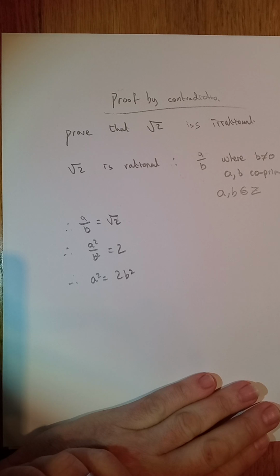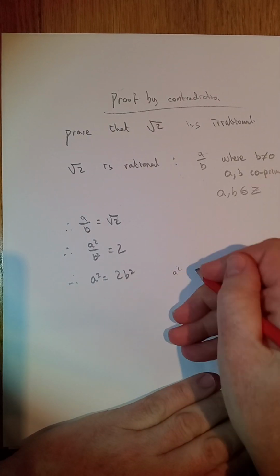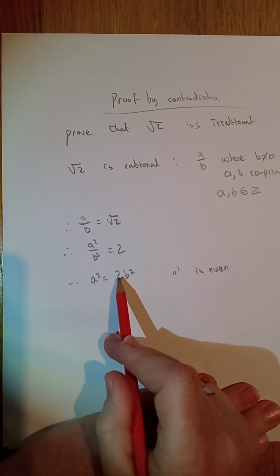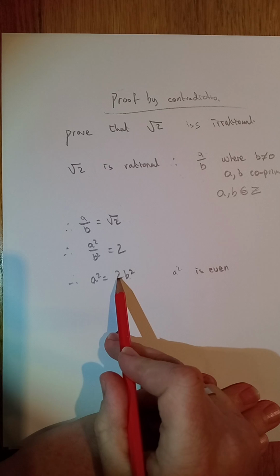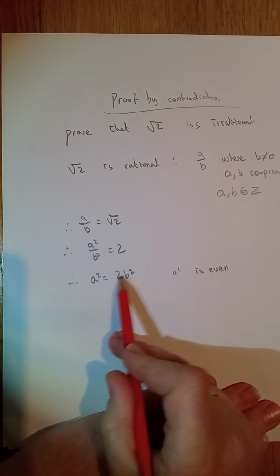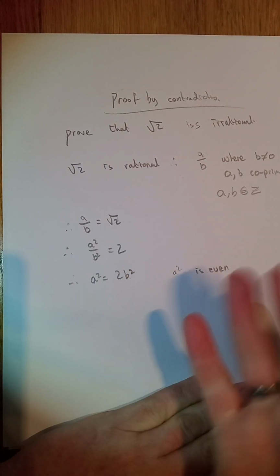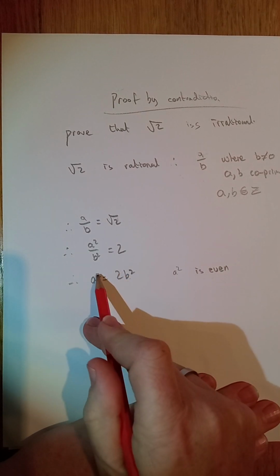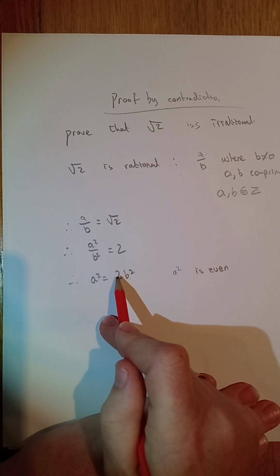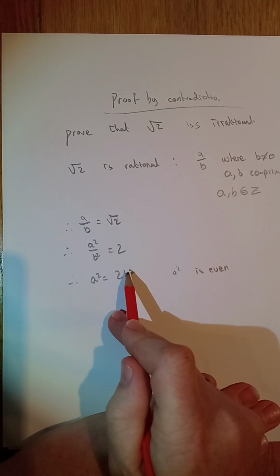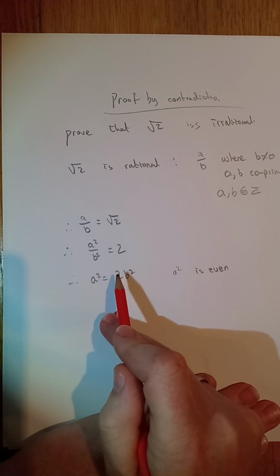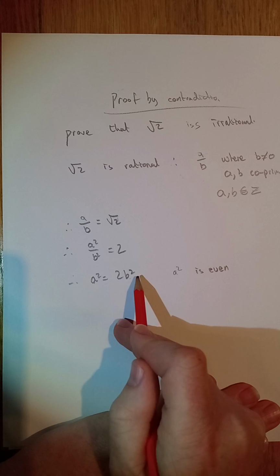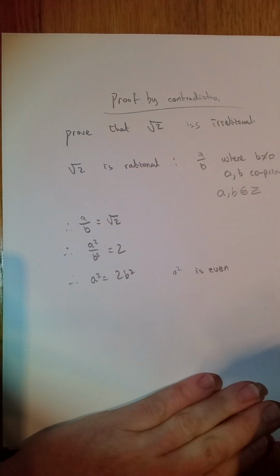A squared is even. Why? Well, because a squared is equal to twice b squared. And when you have twice any number, that number is even. So twice 7 is 14. 14 is even. Twice 51 is 102. 102 is even. So whatever a squared is, we're saying it's equal to 2 times another number squared. I don't care what that other number is, but if it's 2 times it, that means I could divide that number by 2 and still have no remainder. So that is even. So a squared must be even.